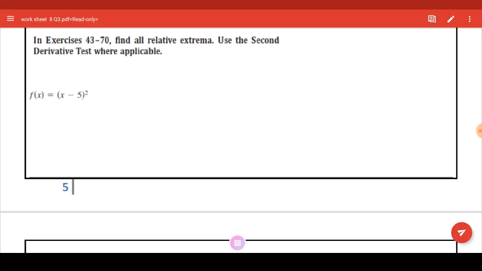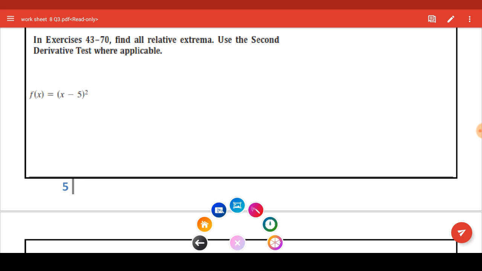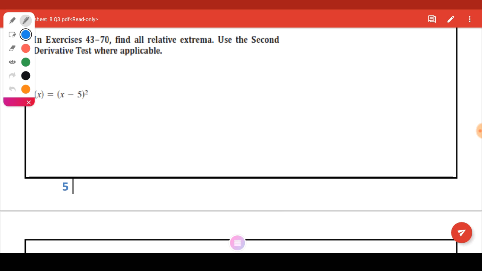Here I'd like to solve these exercises which are included in your book, exercise 43 to 7 in your textbook. Here I'm talking about the relative extrema: how to find the relative extrema using the second derivative test. As I told you before, not every time we can use the second derivative test. Sometimes this test fails. If it fails, we have to use the first derivative test. Okay?